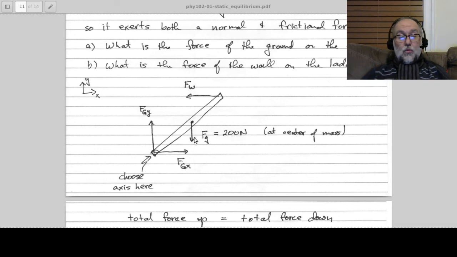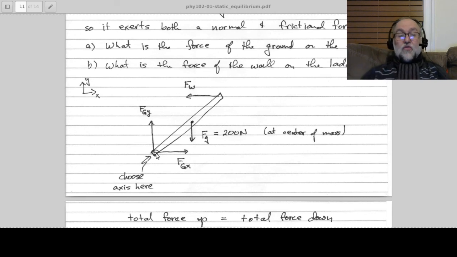Now what? Well, the ladder's up against the wall. I didn't draw the wall here, but there's a wall there. The wall can only exert a normal force, so there it is. I called it FW for F wall, but it is a normal force. It's a touching force. You're not going to draw a vector up or a vector down, which would be the friction of the wall on the ladder.